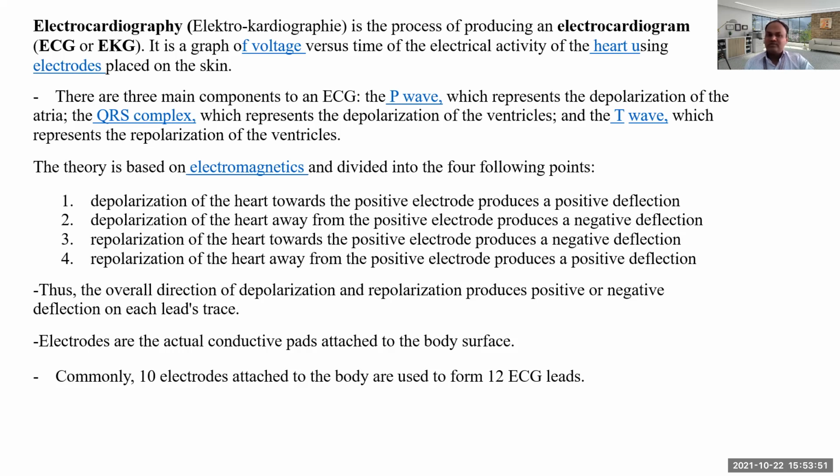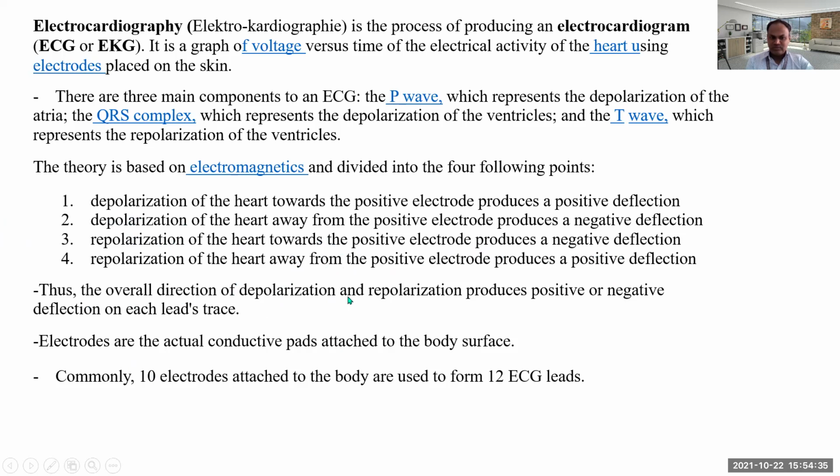The theory is based on electromagnetics and divided into the following points. Depolarization of the heart toward the positive electrode produces a positive deflection. Depolarization away from the positive electrode produces a negative deflection. Repolarization of the heart towards the positive electrode produces negative deflection, and repolarization away from the positive electrode produces positive deflection. So depolarization and repolarization are these two terminologies.